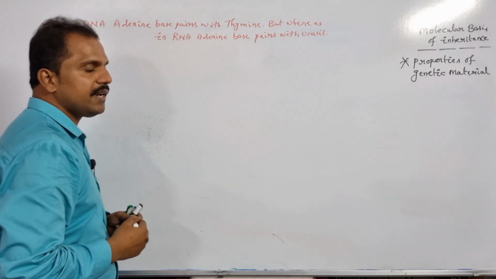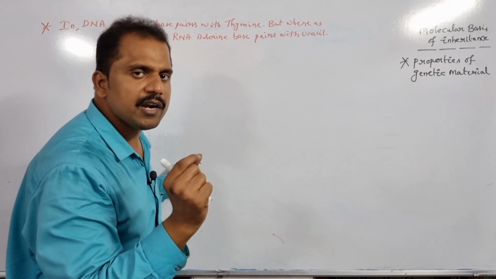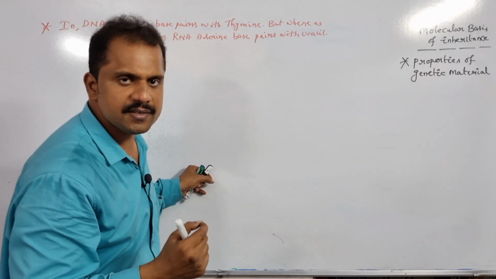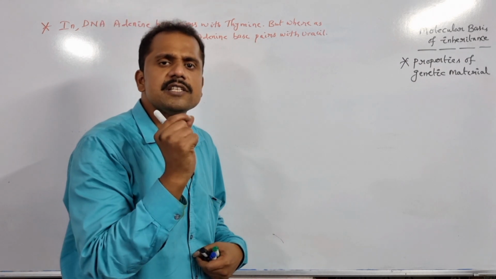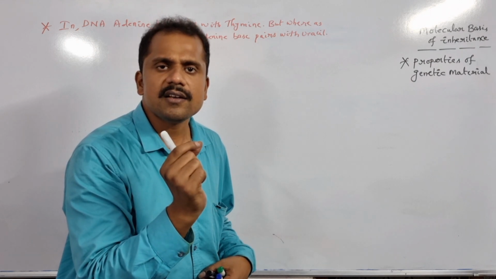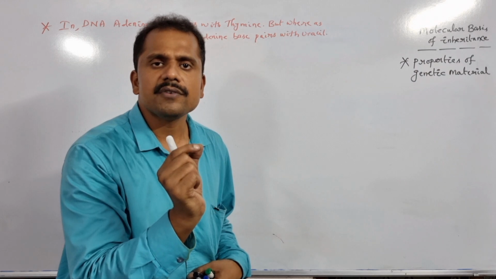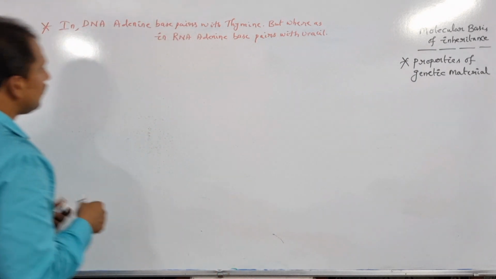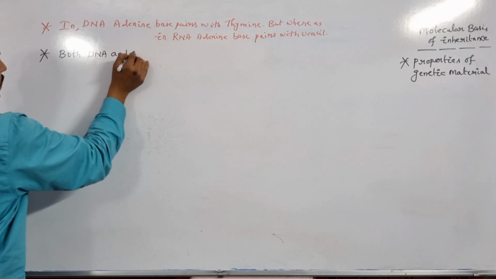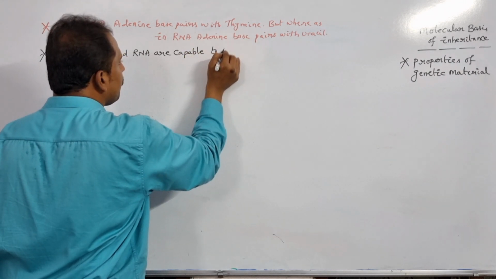And in addition to this, both DNA as well as RNA are capable of undergoing mutation. In case of DNA, because of the presence of a specific protective strategy known as repair, DNA is capable of overcoming the distortions caused by mutations. Is it clear? In DNA there is a repair mechanism, because of which it can overcome the damage caused by mutation. But whereas in RNA, there is no repair mechanism. Is it clear? Both DNA and RNA are capable of undergoing mutation.